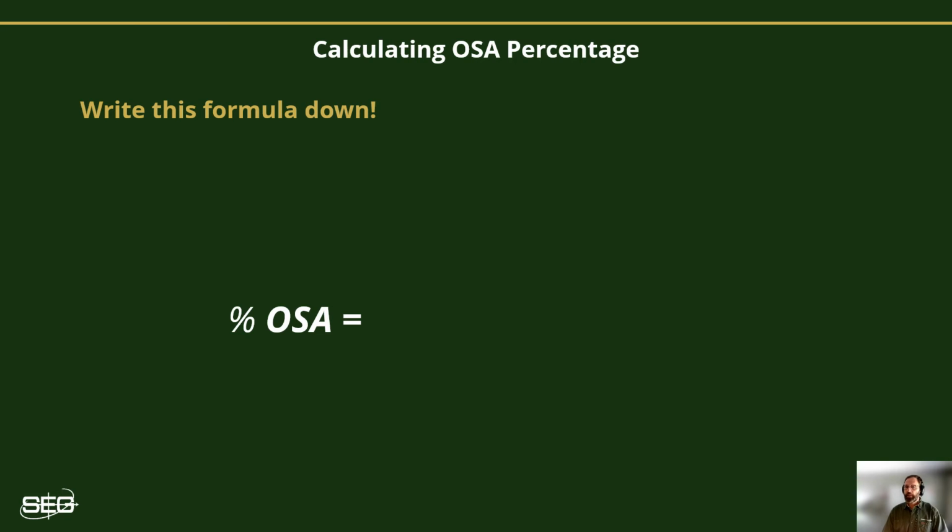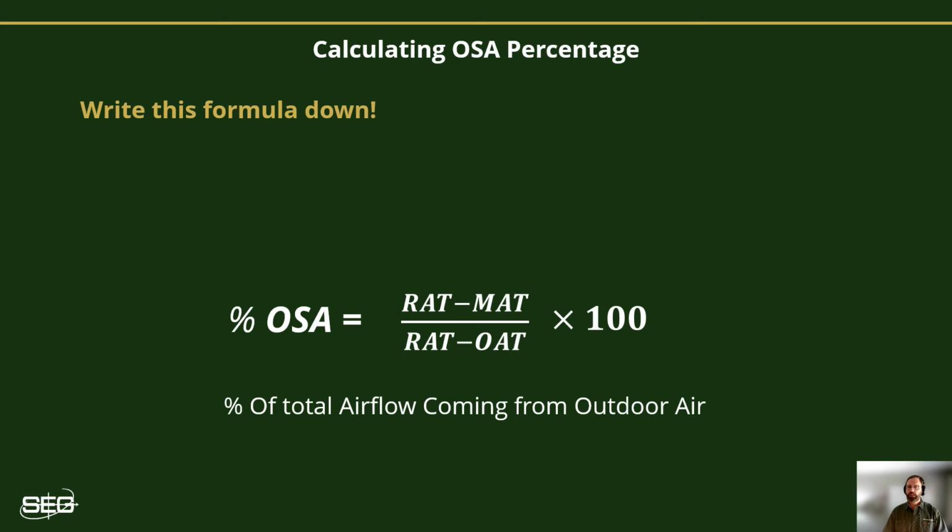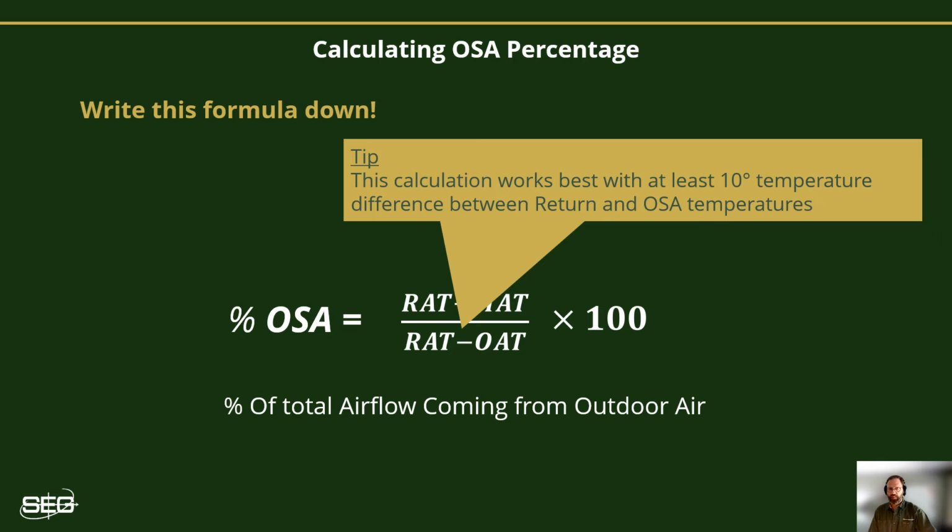To calculate the amount of outside air being drawn in as a percent of total, be sure to write this formula down. Return air temperature minus the mixed air temperature divided by return air temperature minus the outside air temperature. Multiply the answer by 100 to get the percentage value, and this equals the percent of total fan airflow coming from the outdoors. I'll give you a word of caution on this one.